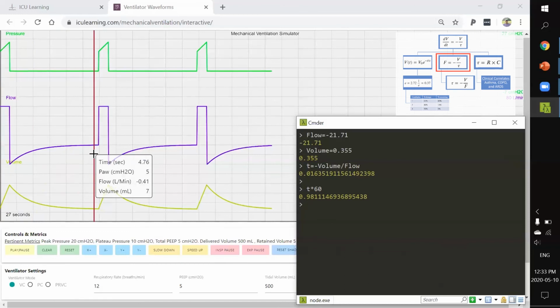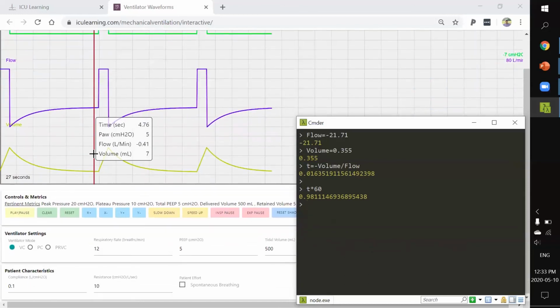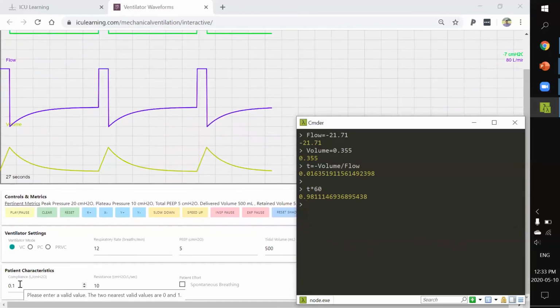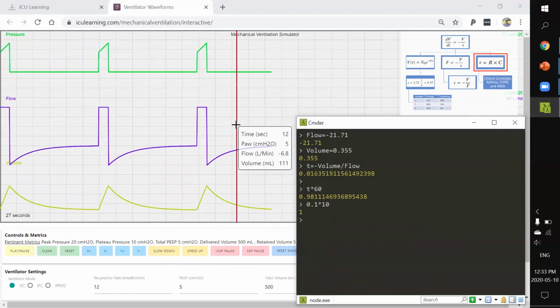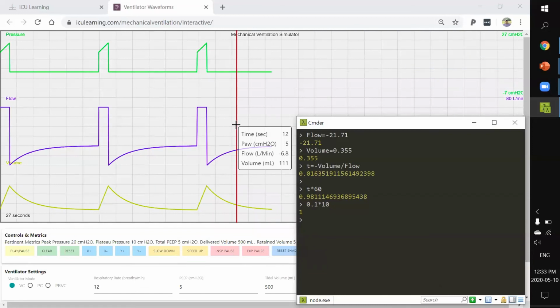One last note: since this is a simulated case, you can calculate the tau by knowing the patient's compliance and the patient's resistance. We know that tau equals compliance times resistance. In this case, it's 0.1 multiplied by 10, which is 1 second. And so in all 3 cases, we got the same calculation. Tau in this case equals 1 second. That's all for this presentation. Thank you.